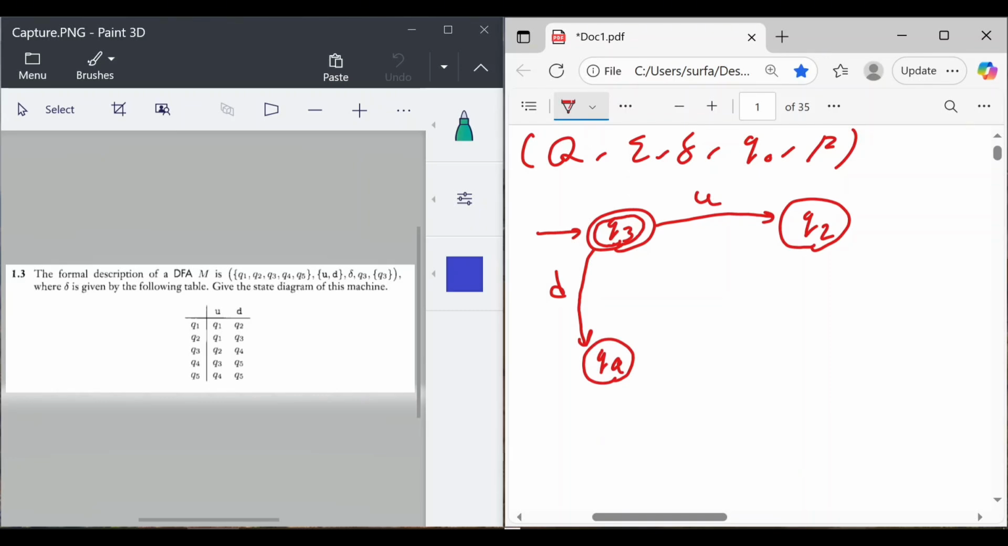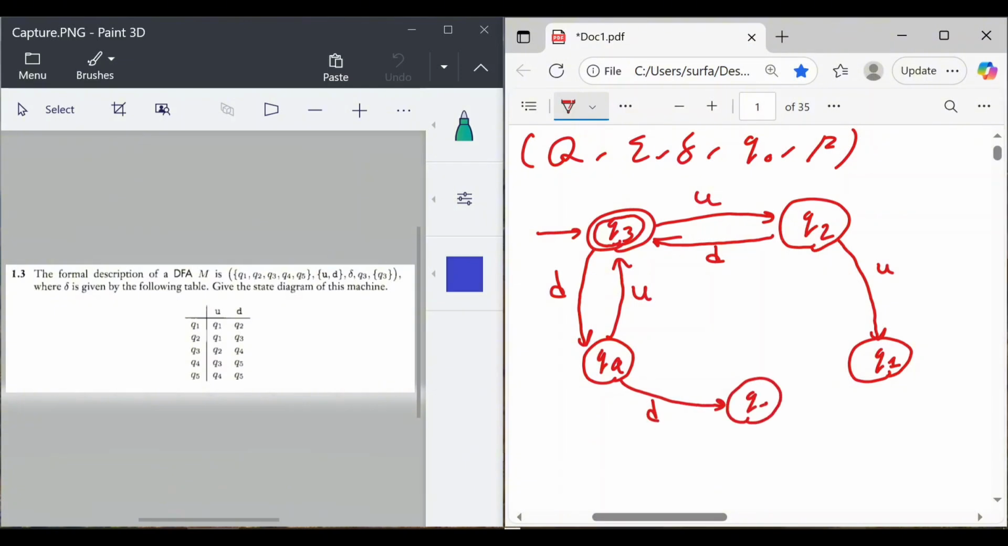And let's continue with Q2. In Q2, if we see U, we will go to Q1 actually, like this. U, Q1. And if we see D, actually we will go back to Q3 like this. Okay, and for Q4, if we see U, we will go back to Q3 like this. And in Q4, if we see D, we will go to Q5 like this.